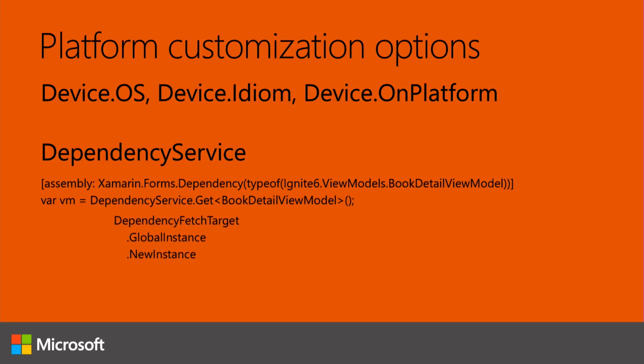You can supply a parameter to that DependencyService.Get method optionally. And that is the DependencyFetchTarget enumeration, which will either be GlobalInstance or NewInstance, which are fairly self-explanatory. If you specify GlobalInstance, which is the default, then the first time you request it, the dependency service will instantiate it, give you that instance, and then give you that same instance every other time you request it. If you call it with NewInstance, that'll cause it to create a new one.